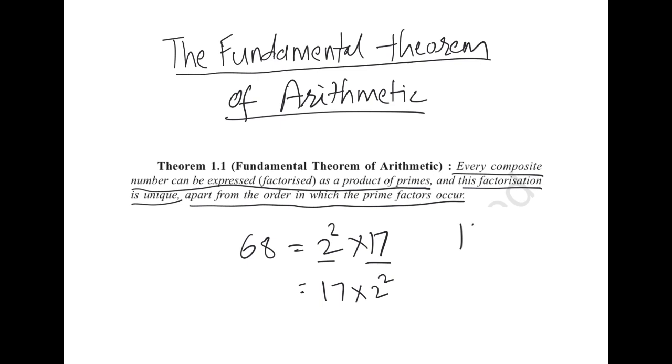Similarly, we saw that 16 has only 2. There is no other way in which 16 can be expressed as a product of primes other than 2 into 2 into 2 into 2. So it is like identity. It is like an Aadhaar card or passport of that number, that it is unique.